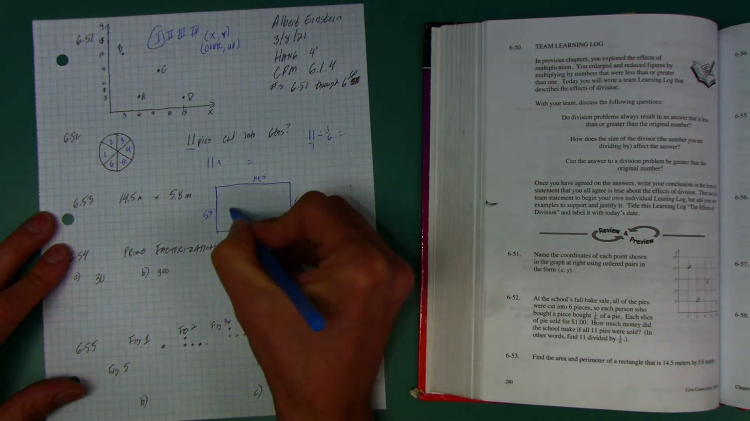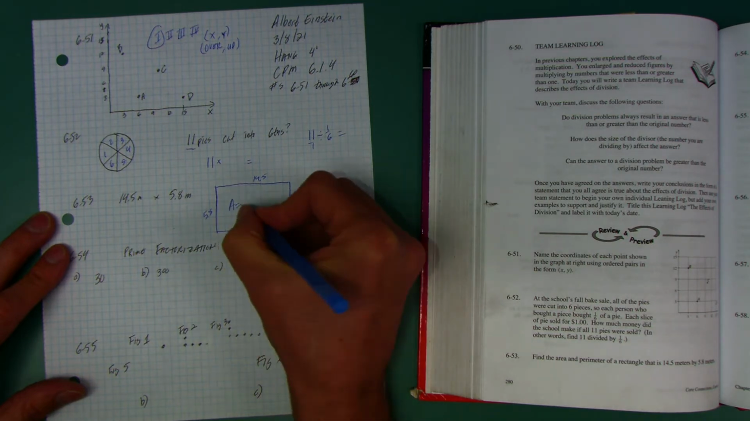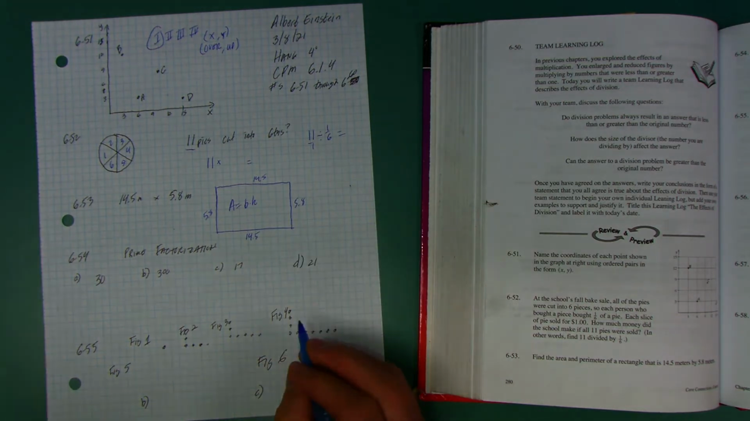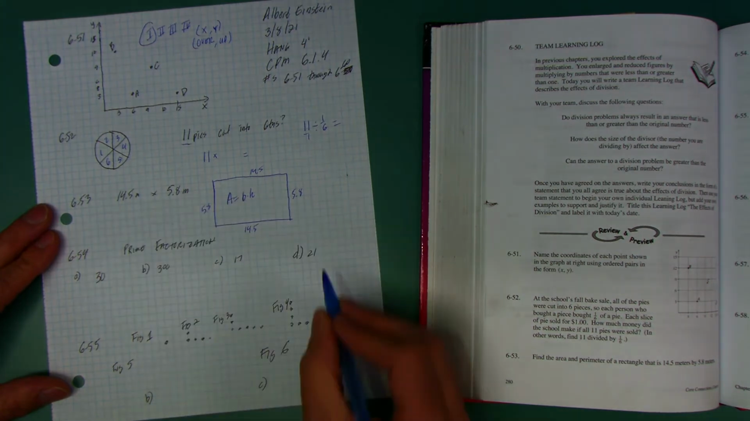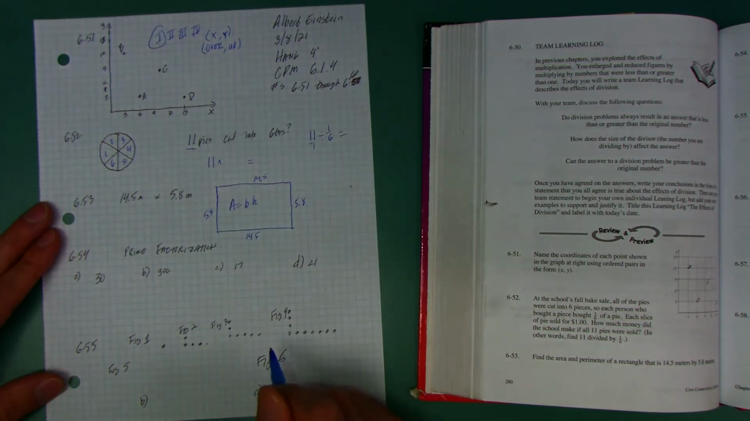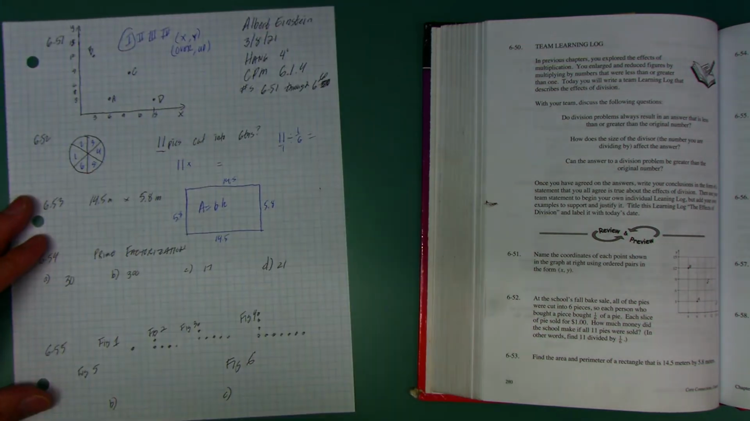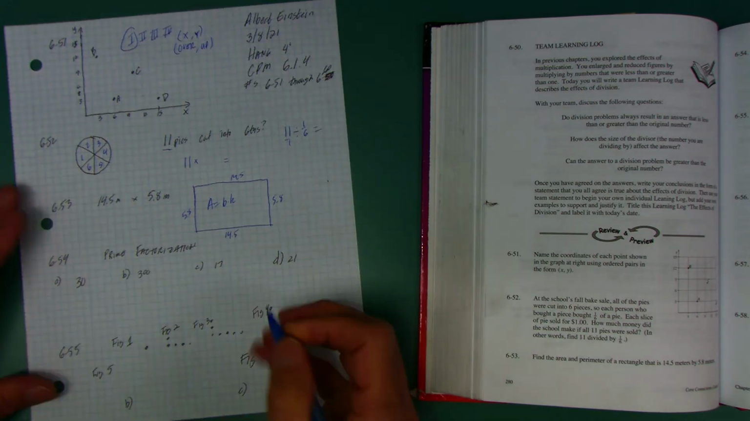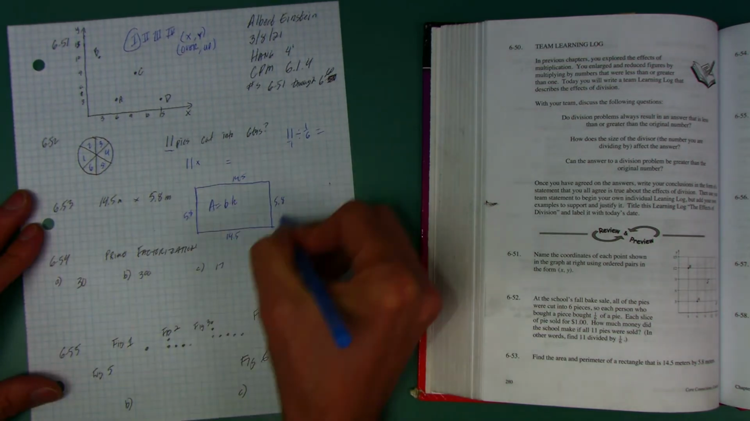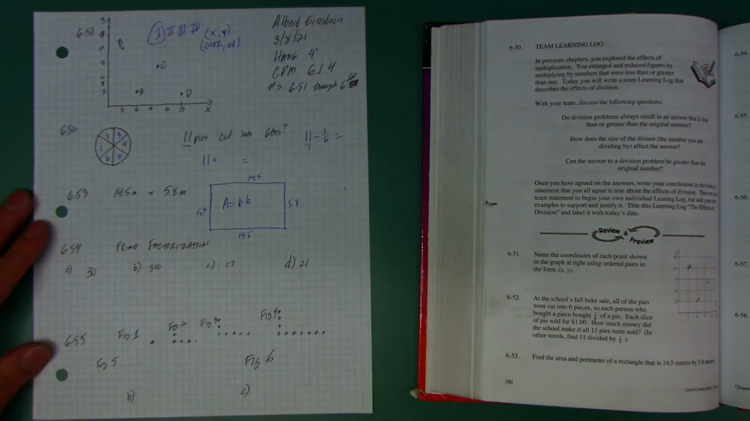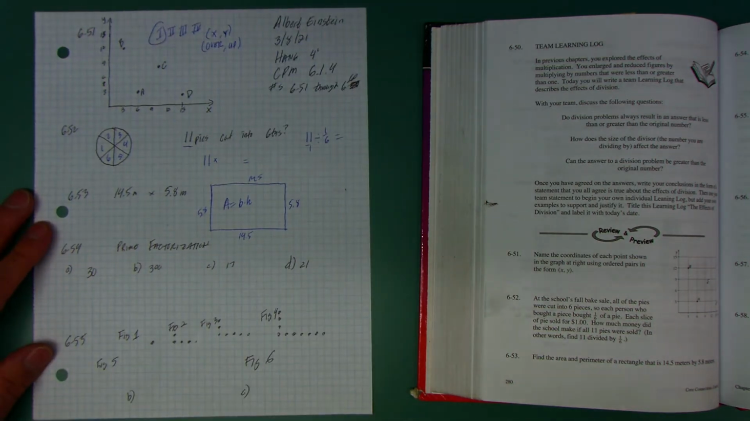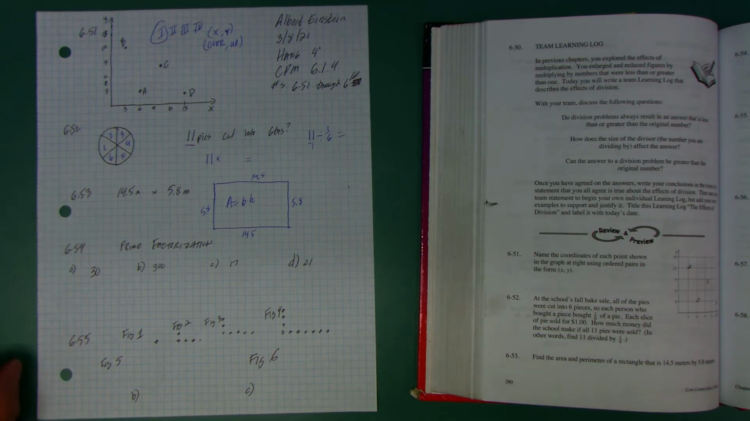Now the area of a parallelogram is called the base times the height, and a rectangle is a special parallelogram where the height is one of the sides. So you will be multiplying those two to get the area. And remember, your units for area is going to be square meters. Your units for perimeter is just meters. Okay, that's enough of a hint on that one. You can do that. And on number 654, we're just doing prime factorization.